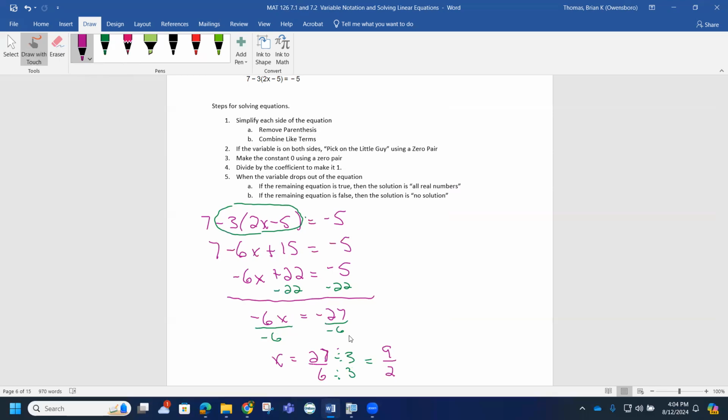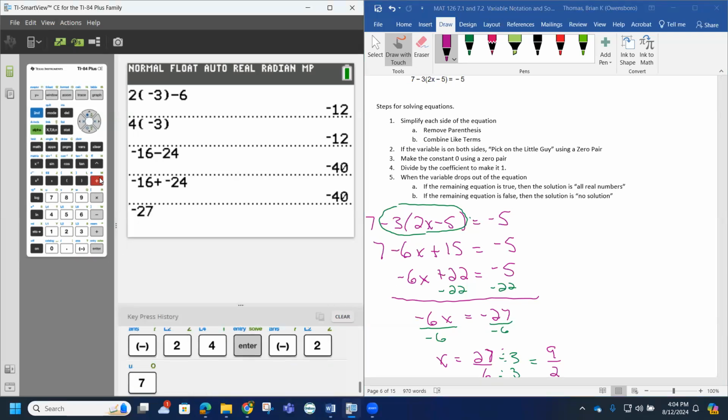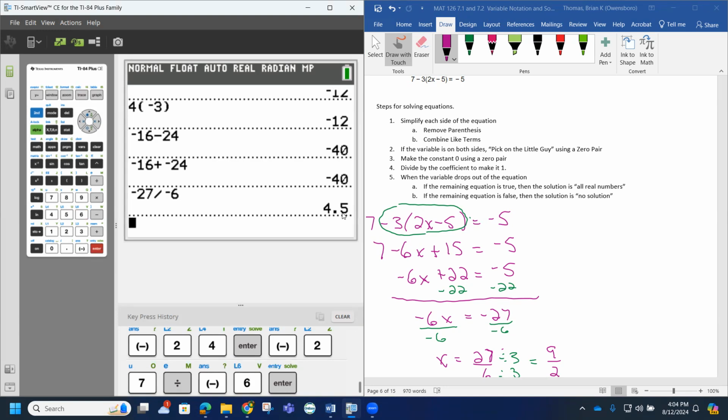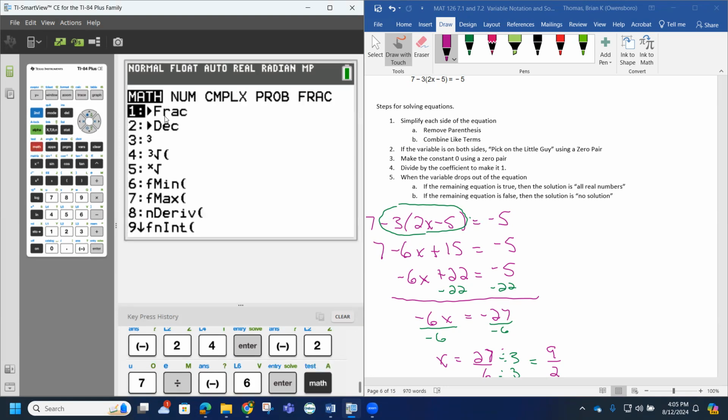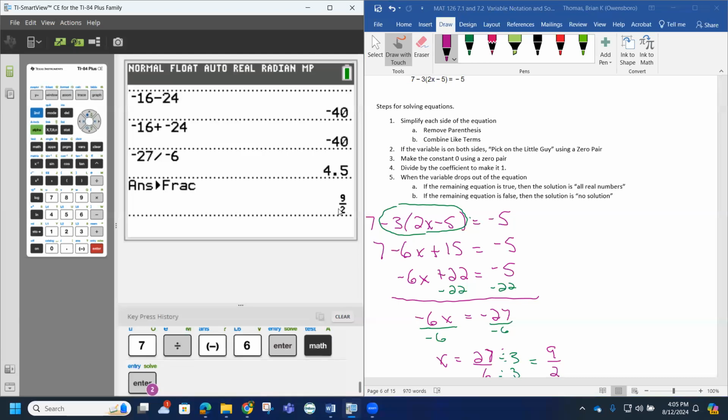So again, if you want to put that into your calculator, you can. So if I put -27 divided by -6 into the calculator, notice how it turns it into 4.5. Now, if you use the math button over here, it's right below the alpha button. If you hit that button, notice that the first one says change that answer to a fraction. That arrow means convert to a fraction. So if I hit enter, it's going to turn this 4.5 into a fraction, which is 9/2, which is what I have as well. So a calculator could be used to simplify that further if I needed to.